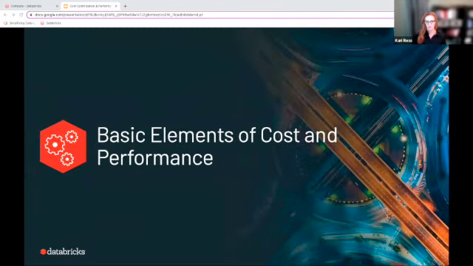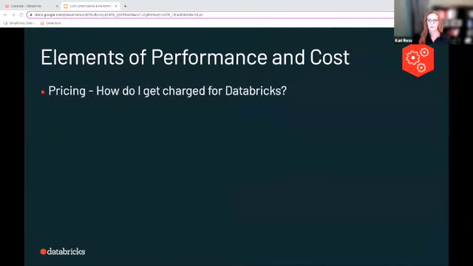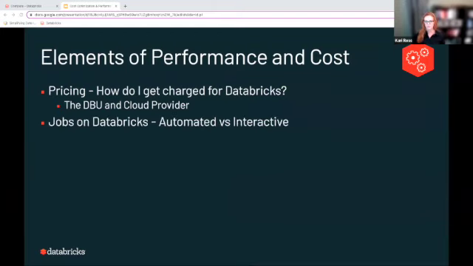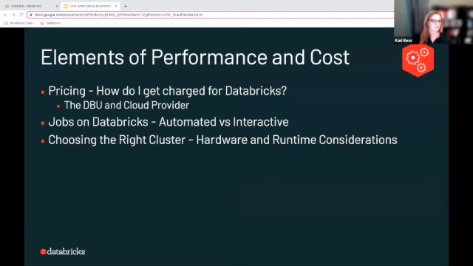Okay, so that's the background. So the basic elements of cost and performance. There are really three basic elements. There's the raw pricing, which is based on the DBU and the cloud provider that you're on. And the combination of these is what you get your total cost of ownership. And then there's the type of jobs. High level, there's typically been the automated and interactive, and we've also added some more with the SQL workloads. And then finally, that cluster configuration and the hardware and the runtime considerations.